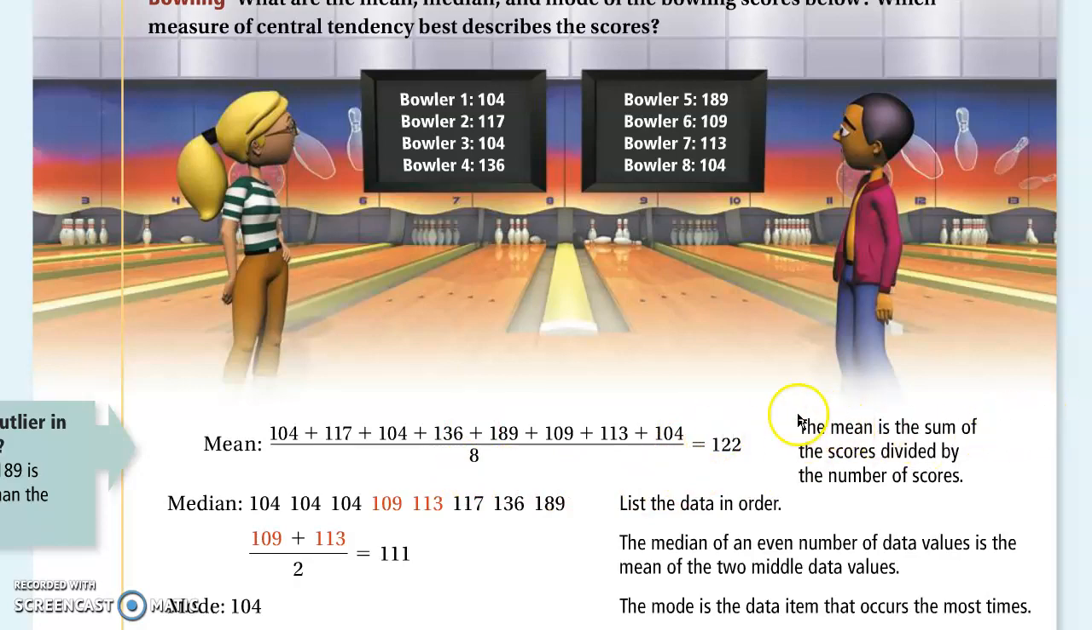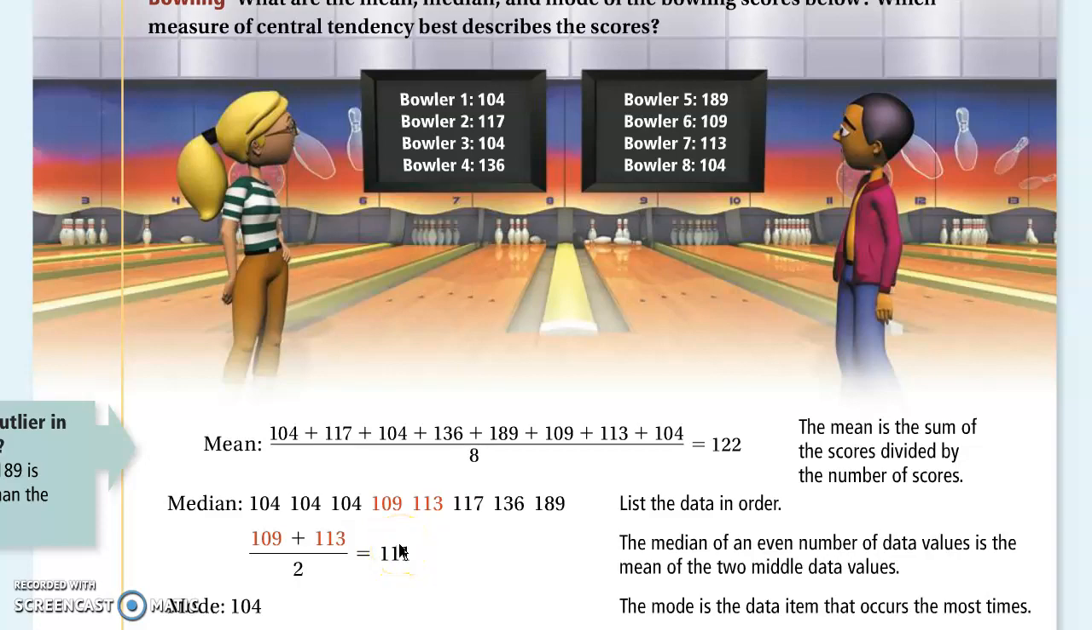Now we want to find the median. Remember, the word median, we should think of the word middle. So if I put all of these data points in order from smallest to biggest, I want to find the number that's in the middle. Now notice there's 8 values, 1, 2, 3, 4, 5, 6, 7, 8. So that means there's an even amount, so you're going to have 2 numbers in the middle. There's no number right in the middle. So if that's the case, all we have to do is find the average, or the mean, of these two values. So 109 plus 113 divided by 2 is 111. All right, so that is the median.